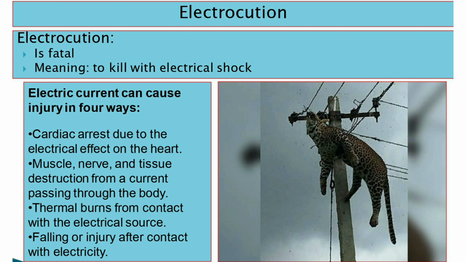Electrocution is fatal, meaning to kill with electrical shock. Electric current can cause injury in 4 ways: cardiac arrest due to the electrical effect on the heart; muscle, nerve, and tissue destruction from a current passing through the body; thermal burns from contact with the electrical source; and falling or injury after contact with electricity.